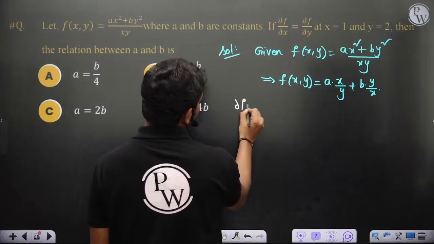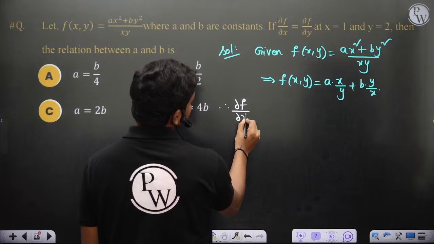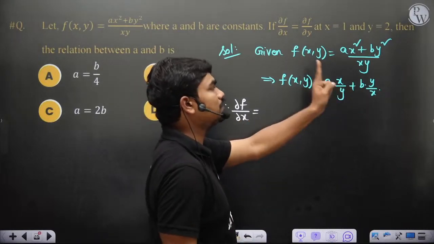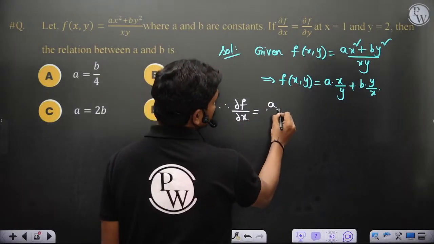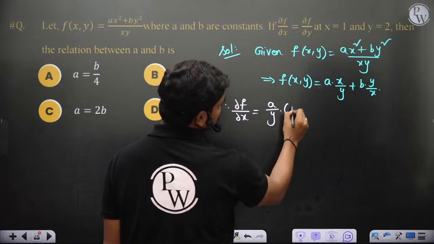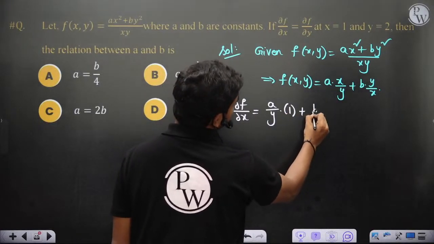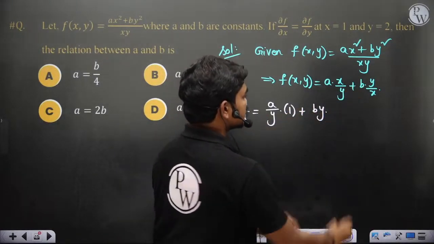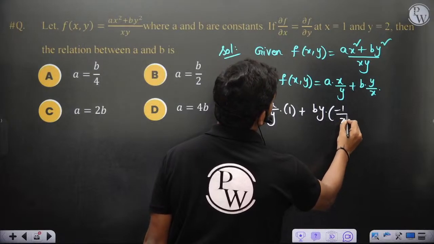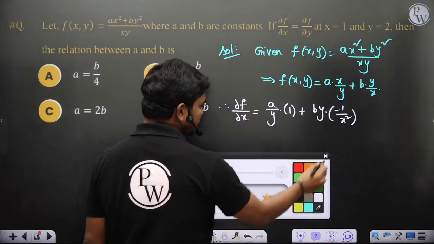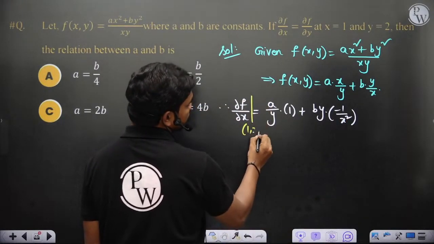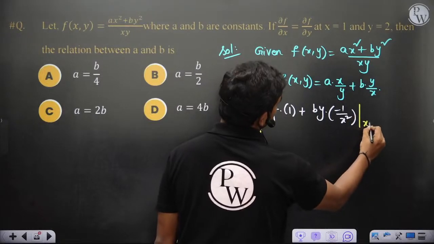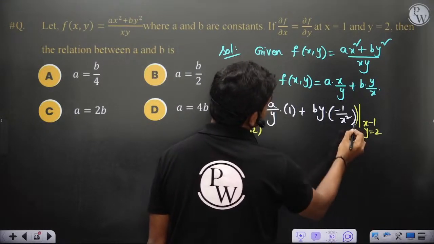Dou f, therefore dou f by dou x. So if you differentiate this partially with respect to x, a by y is a constant in the first term and the derivative with respect to x is 1, plus b by y is a constant, derivative of 1 by x is minus 1 by x square, of course. Now if you want this derivative at the point (1, 2), just substitute x equal to 1 and y equal to 2 in this complete term actually.